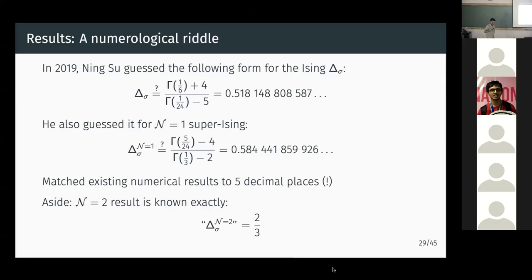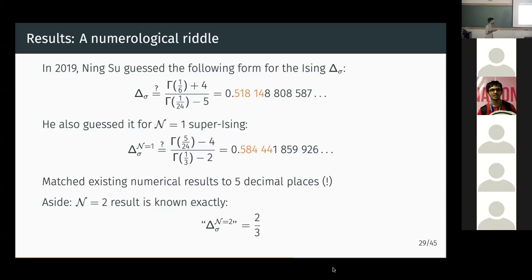Now I'll give you a numerological riddle, just for fun. So in 2019, Ning Su guessed the following analytic forms for delta sigma in the Ising CFT, as well as the n=1 super Ising CFT. And these agreed to 5 decimal places, which is the number of decimal places we had determined at that point. Also, we know that the n=2 value directly. So the question is, how well did this numerological guess go?